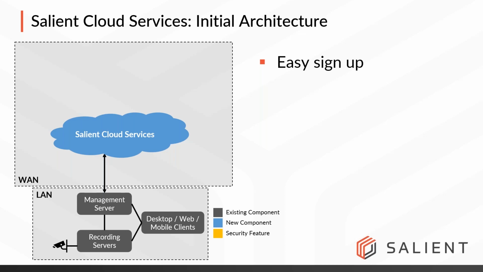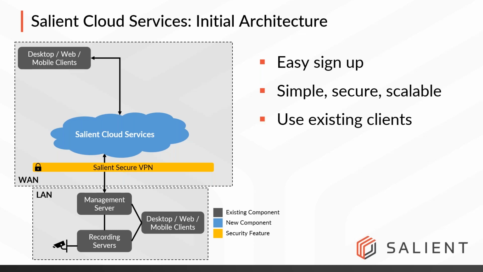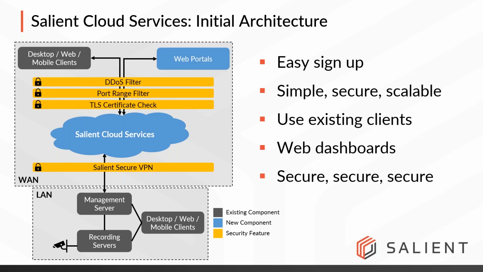Now, you can go further and decide to actually subscribe to Salient Cloud Services, and in doing so, we will set up a secure VPN network to connect your deployment up to Salient Cloud Services. We'll also then allow you to use existing clients, desktop, web, and mobile clients, to connect into your deployment, either as an end user customer or as an integrator, and have fine-grained control over who can or cannot remotely access the deployment. We'll also have a set of web dashboards, and more than anything, we've made sure that this is a secure solution where our customers don't lose control or security of the solution.